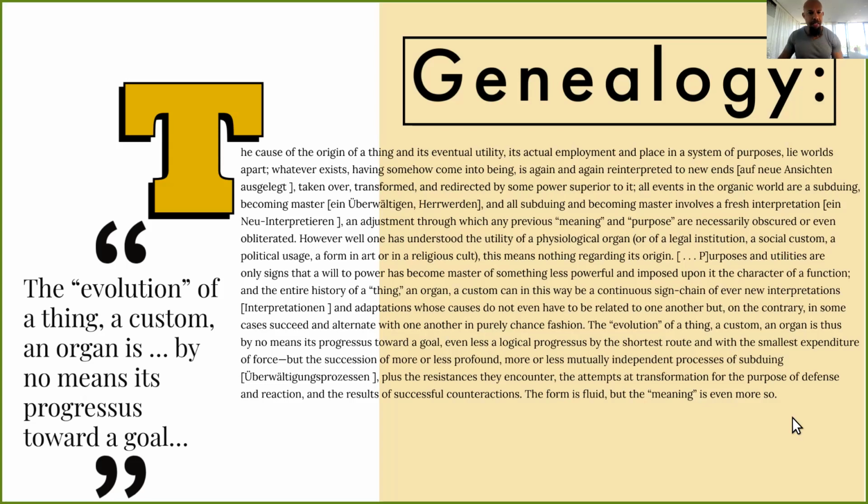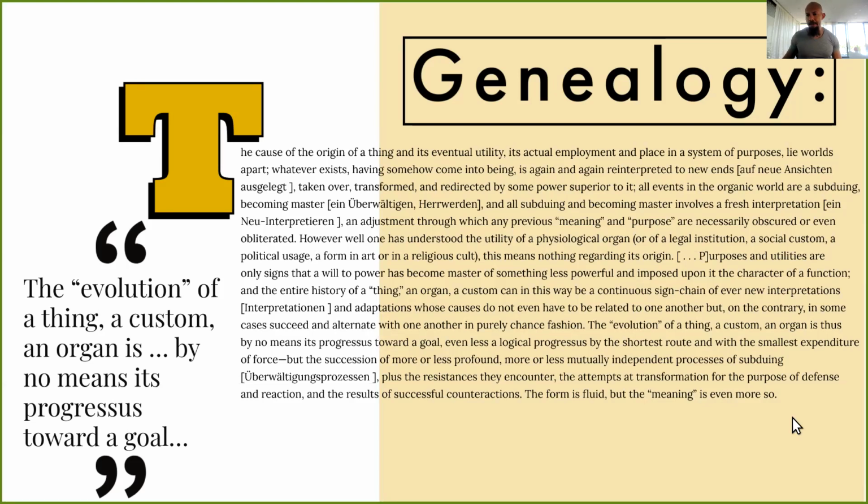So Genealogie der Moral, written, I think, in the 1870s, 73 perhaps. Don't quote me on that. And he says here, the cause of the origin of a thing and its eventual utility, its actual employment and place in a system of purposes, lie worlds apart. Whatever exists, having somehow come into being, is again and again reinterpreted to new ends, taken over, transformed, and redirected by some power superior to it.